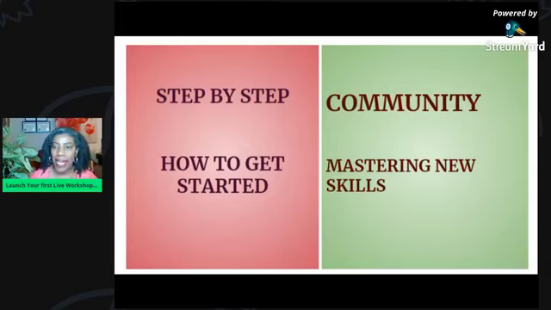or you can do a workshop mastering a new skill. People like to learn new things, and this is the time to learn something new, create something, and develop a new attitude, a new mindset. These are the 4 types of workshop that you can use: step by step, how to get started, community, and mastering a new skill.